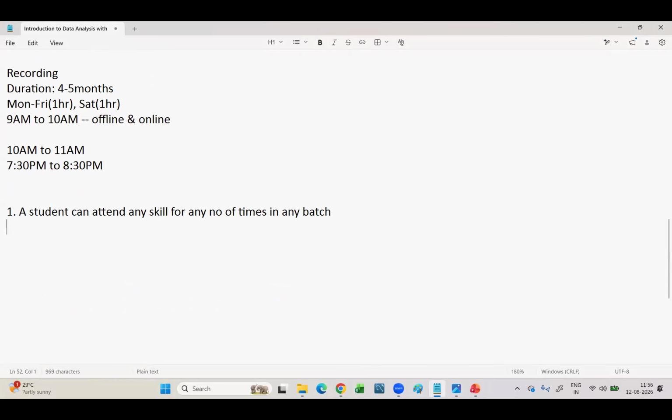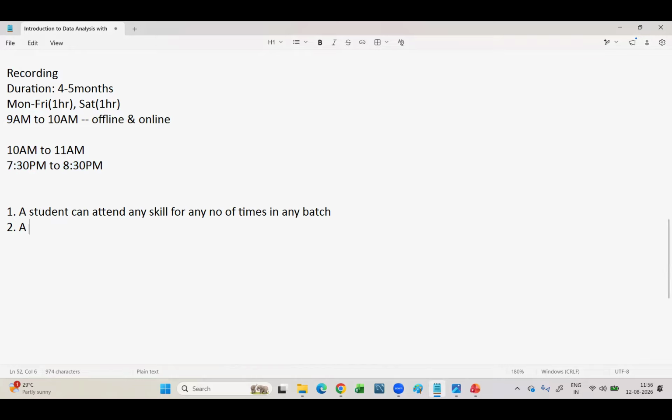And the next important flexibility: some students might feel, sir, 4 to 5 months is a very lengthy time. Can we complete the course in less time? Still it is possible. If a student wants to complete the course in less time, you need to attend multiple classes in a single day. You attend 9 to 10 o'clock, learn one subject, 10 to 11 o'clock, learn a second subject, and in the evening class, another subject. Like that, if you can learn 2 to 3 classes per day, different subjects, you will be able to complete the course in less time.